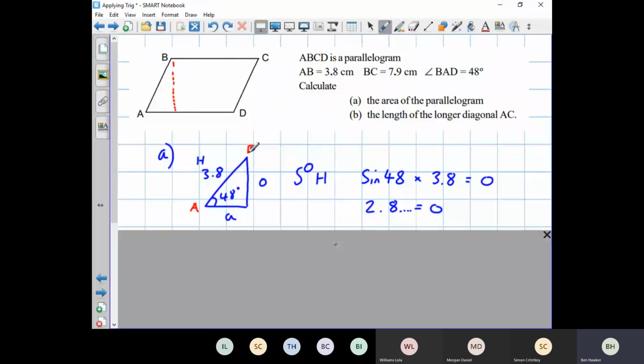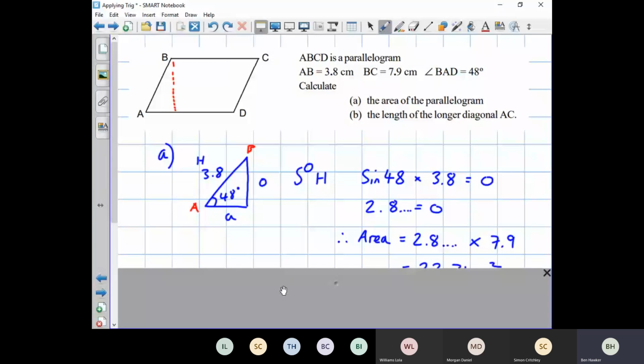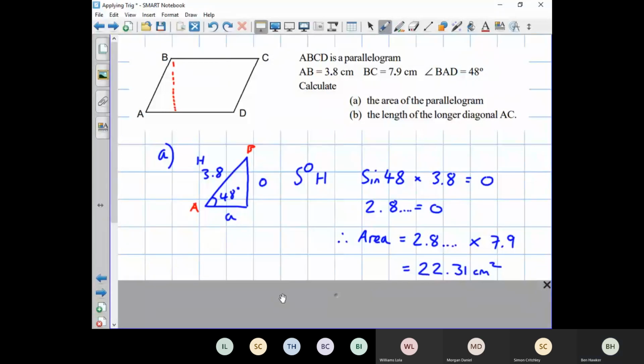That signifies lots more numbers. In this example, I did use the exact values. So I did the area: 2.8 and so on, multiplied by 7.9, which is the length of the parallel, the horizontal line, and that gives me 22.31 centimeters squared. So hopefully we were in agreement with that.